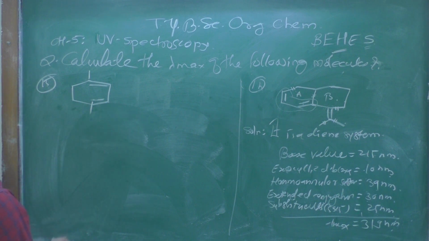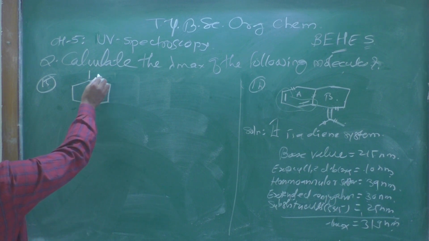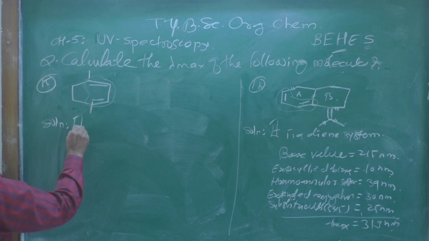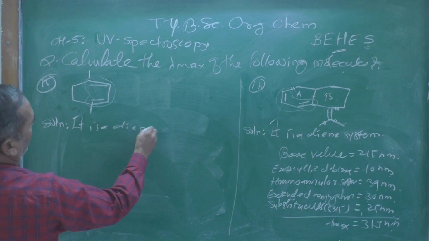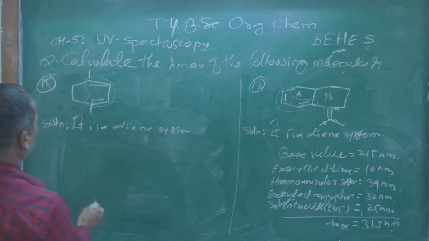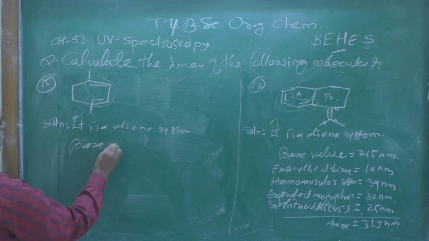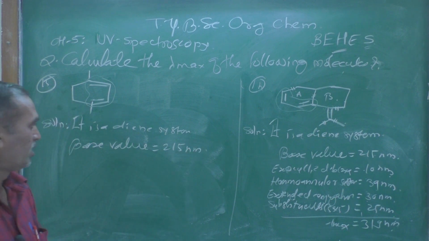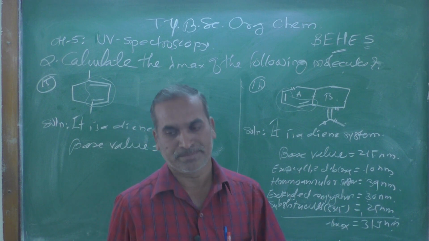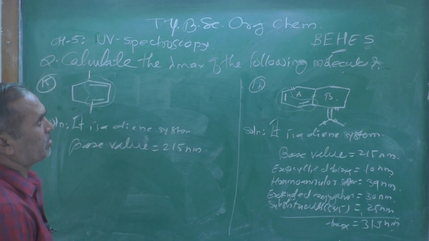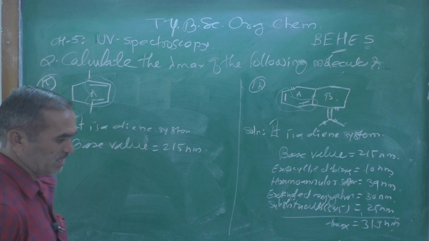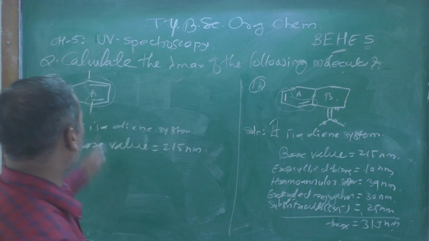As we know, does this molecule contain a diene system? Yes, this is a diene system, and therefore you can write it down. It is simple. If a diene system is there, you should write the base value, which is 215 nanometer. That's it. And once you have the base value of 215 nanometer, what do you have to observe? You observe whether a ring is present or not. Yes, there is one ring present.